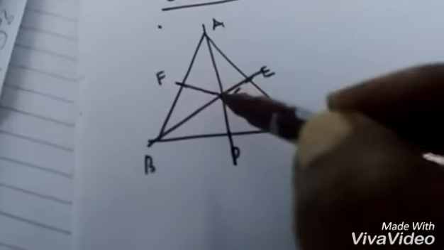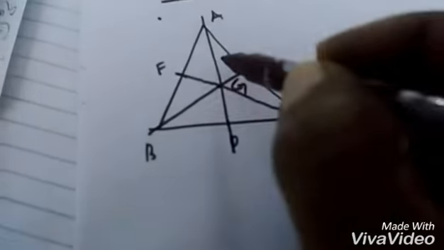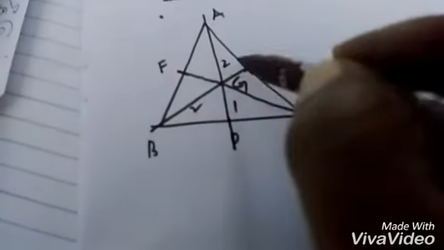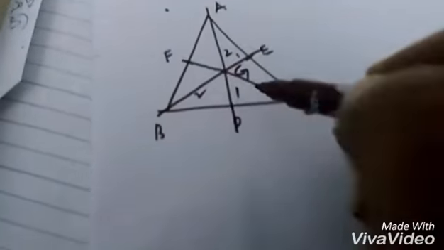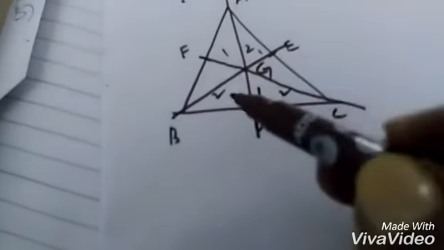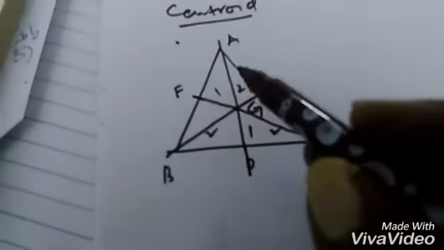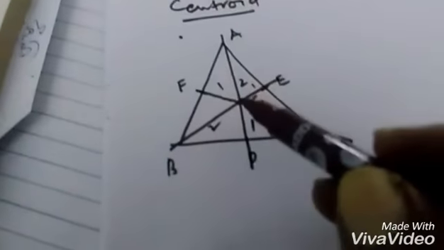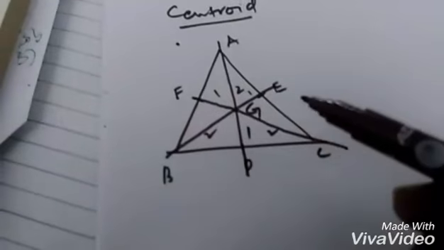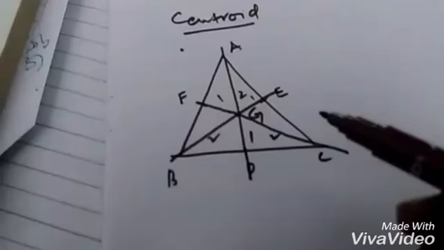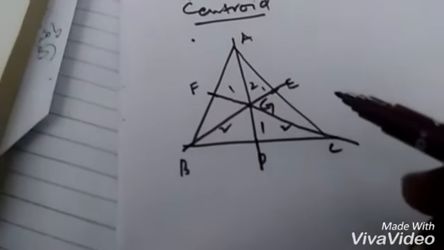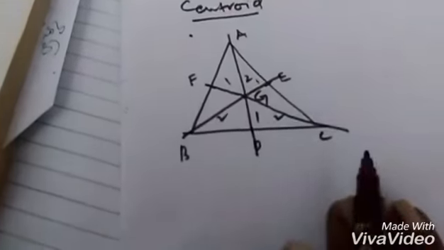So centroid is G. It divides this AD in the ratio 2:1. Here also it is 2:1, and here also 2:1. This is the centroid. So always the centroid lies inside the triangle. Remember, centroid lies inside the triangle, whatever be the triangle. We have different types of triangles, like acute triangle, isosceles triangle, equilateral triangle, right angle triangle, obtuse triangle, and so on. So this is called centroid of a triangle.